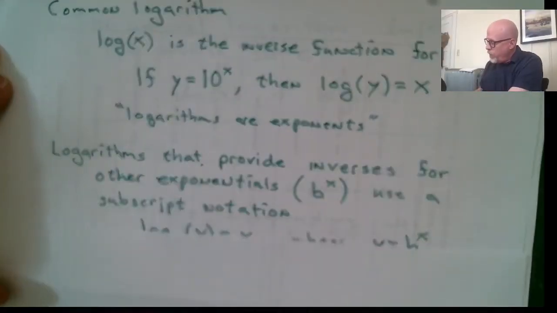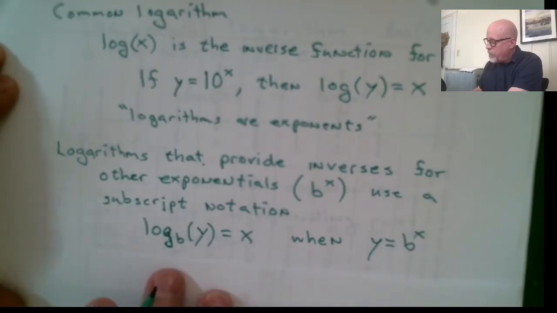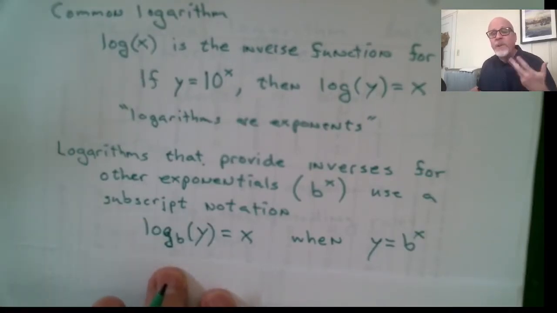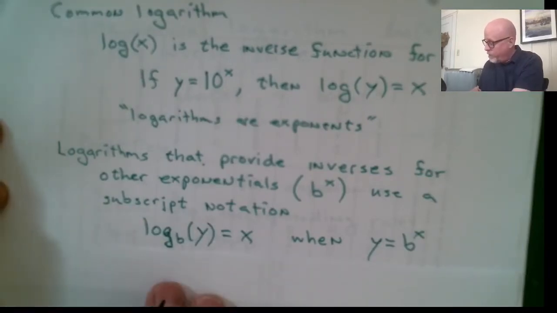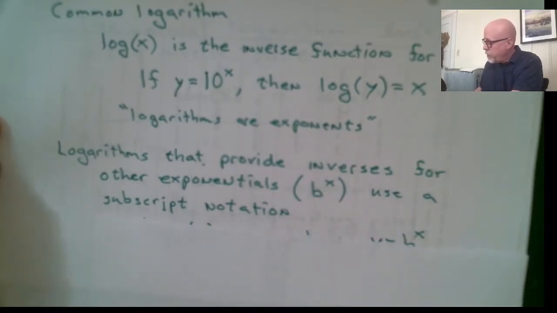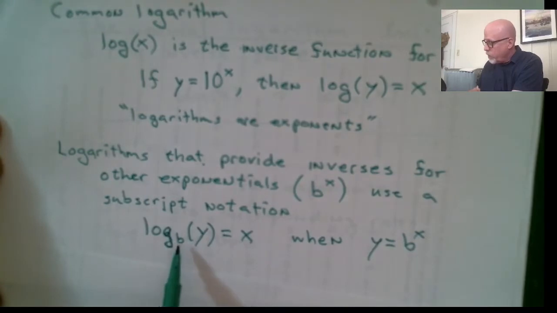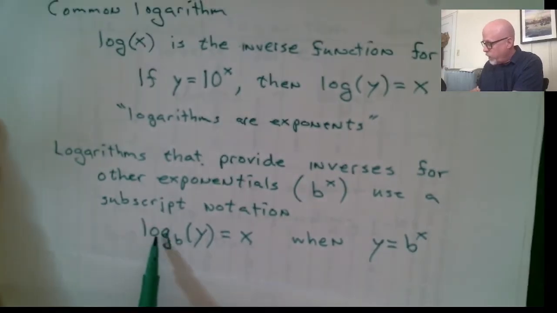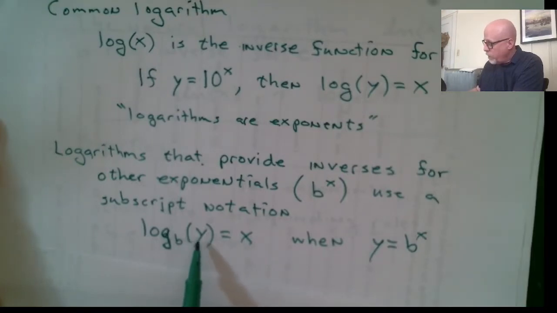So the next thing to think about is logarithms that give us inverses for other functions, not just 10 to the x, but some other number b raised to the x power. Those are denoted by putting a little subscript on it. So you still have the word log, and you put whatever b is down low, and then log base b of y equals x means that y is b to the x. It's very much a correspondence.